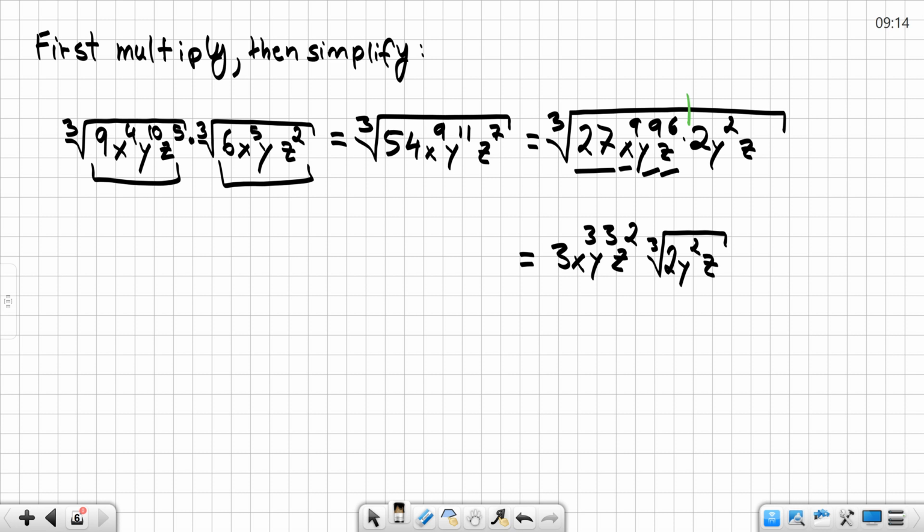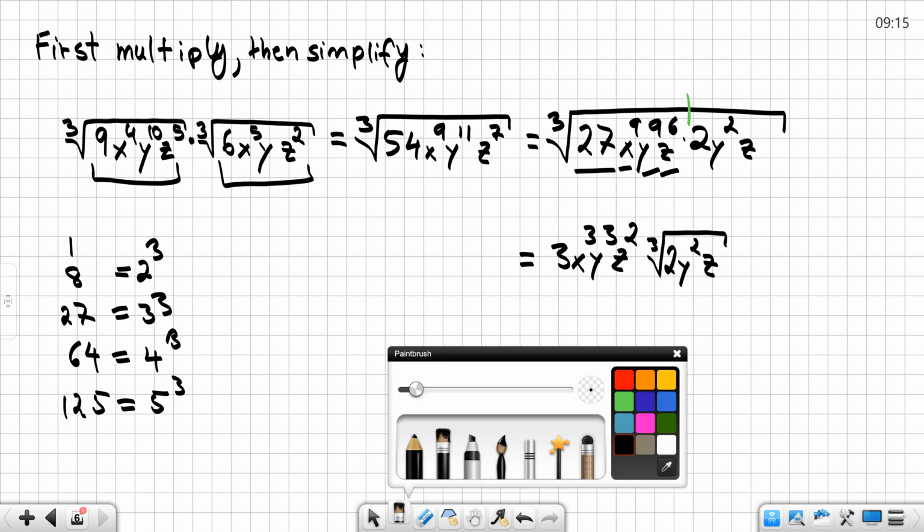2y squared times z. Let me give you a quick list of numbers that will help you remember what kind of perfect cubes we have. 8, 27, 64, 125, those are perfect cubes. 8 is the same thing as 2 cubed. 27 is 3 cubed. 64 is 4 cubed. And 125 is 5 cubed. And that will be enough for us to know.